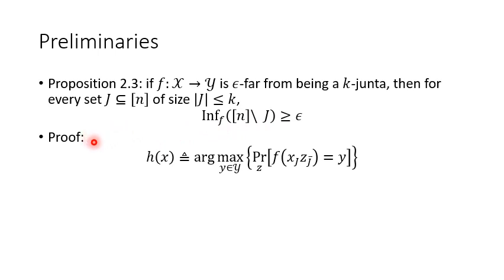So let's prove this proposition. We'll begin by defining an auxiliary function h that will get the y that maximizes the probability that f on this input is equal to y. Let's notice that h is a k-junta because it only addresses the j coordinates in x, and the cardinality of j is smaller than k, so h is a k-junta. We'll now use this.